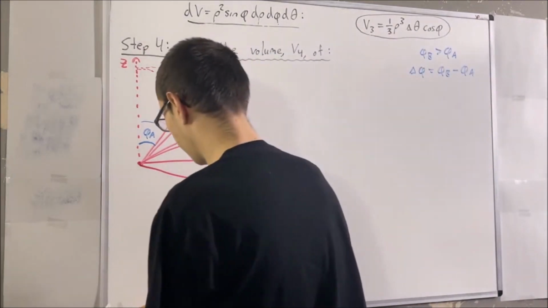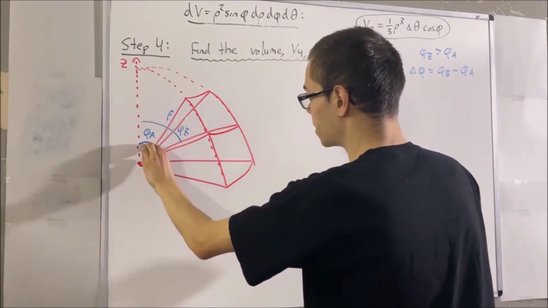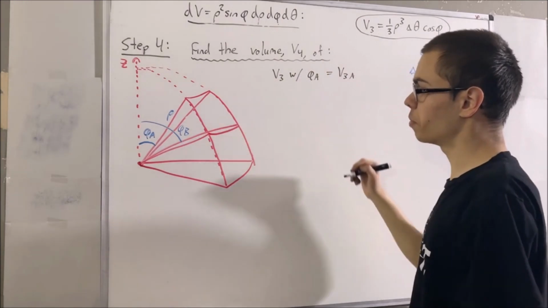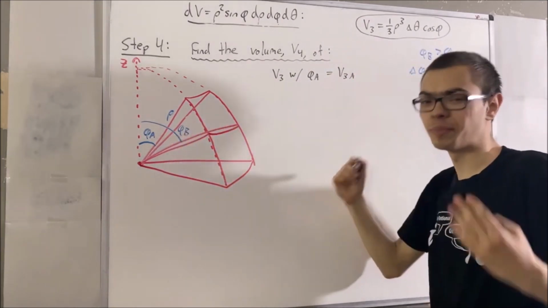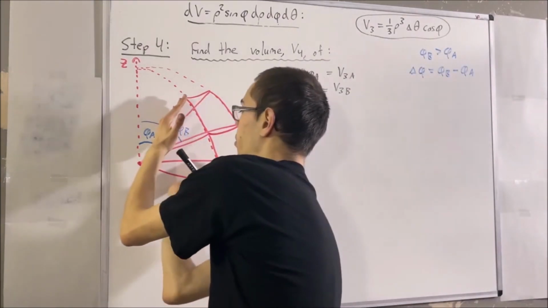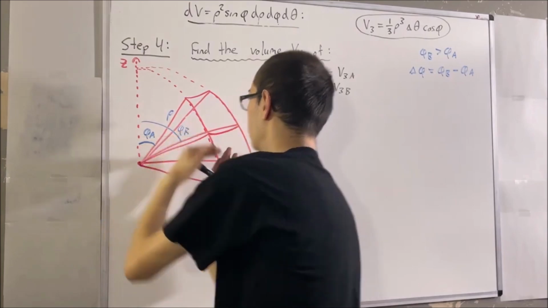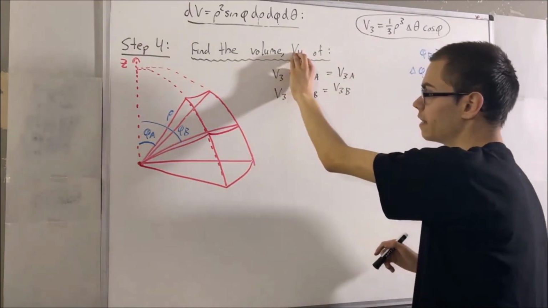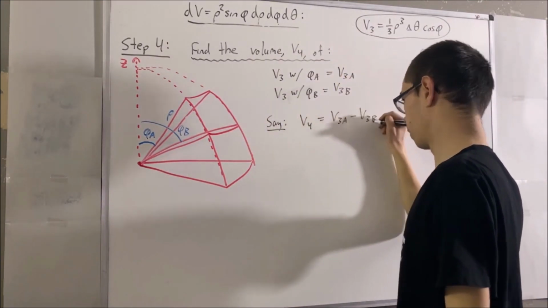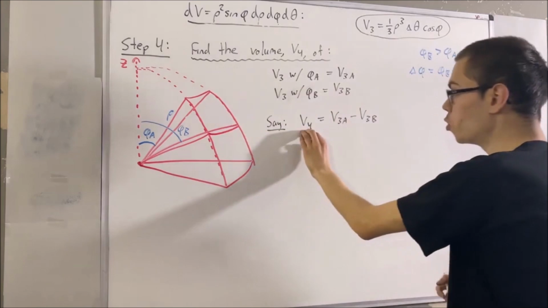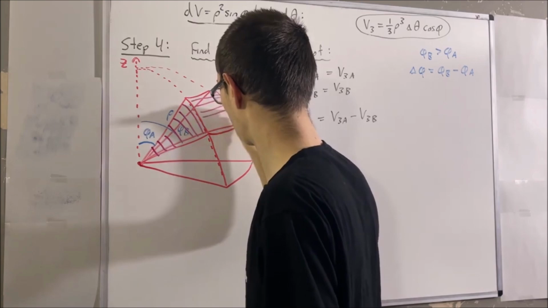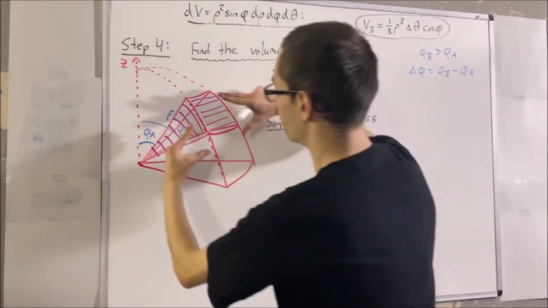And we're going to say that the volume 3 with phi sub a is v3a. And the volume 3 with phi sub b is v3b. So really, this is v3a, this is v3b. We're going to say that v4 is v3a minus v3b. What that means is v4 is the volume of this red region right here. So we want to find the volume of this region.